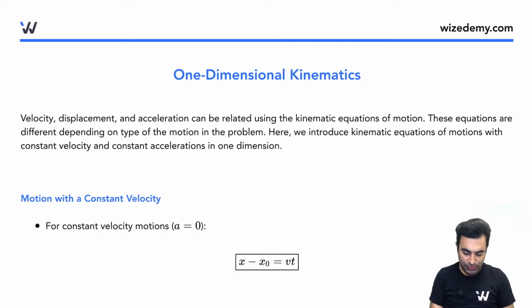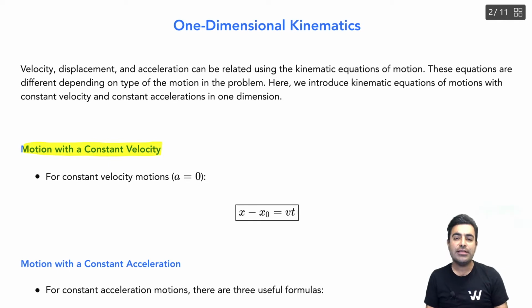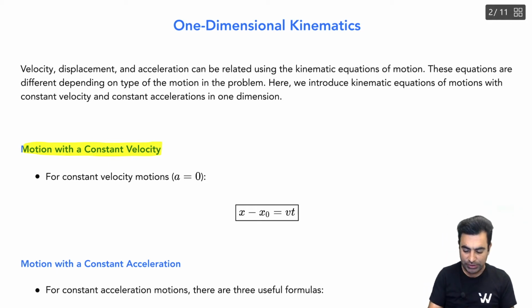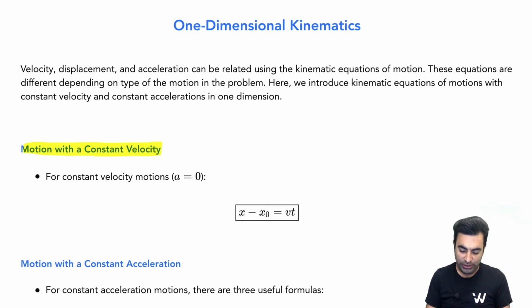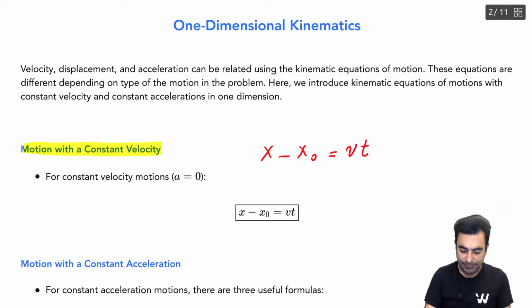First, I'm going to introduce the motion with a constant velocity. If I have a constant velocity in the motion, then we have one single equation which relates kinematic quantities together. That's given to you in the box. We have x minus x naught equal to v multiplied by time.